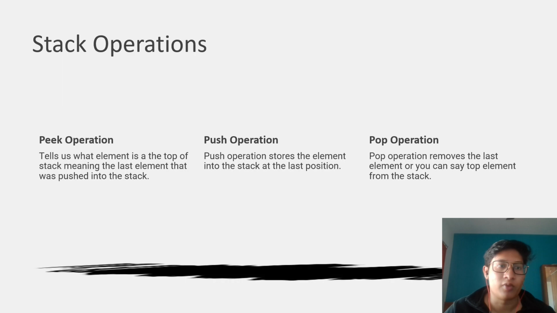Now, what are stack operations? Peek operation. The peek operation tells us what element is at the top of the stack, meaning the last element that was pushed into the stack. Push operation. The push operation stores the element into the stack at the last position. Pop operation. The pop operation removes the last element, or you can say the top element, from the stack.